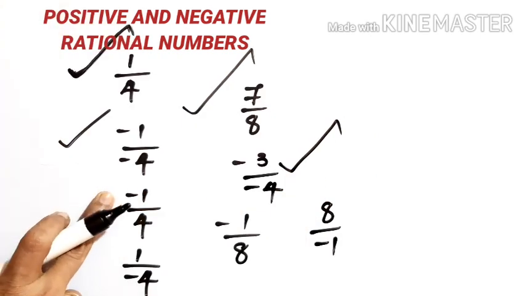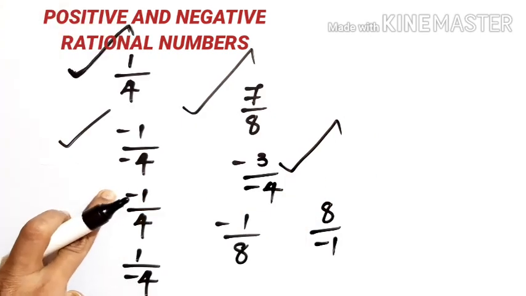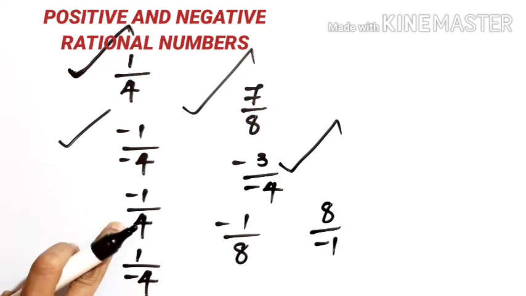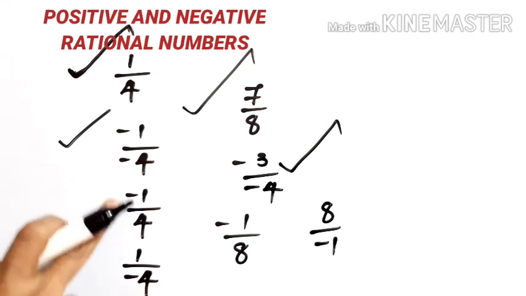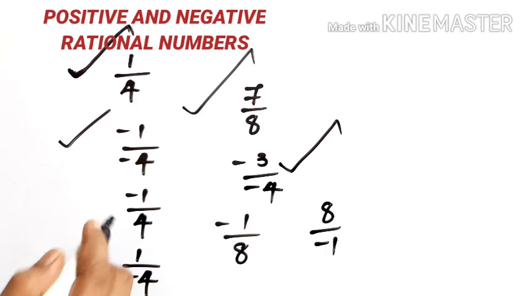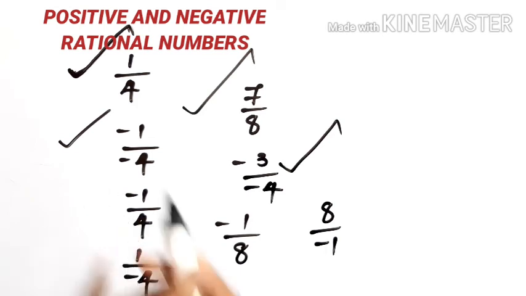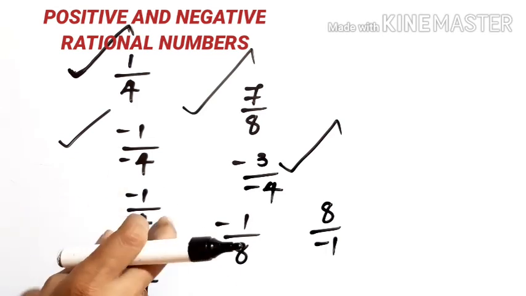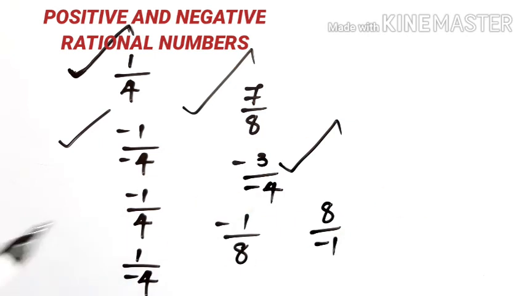Here, numerator is a negative integer. Denominator is a positive integer. Opposite, no? Opposite sign, no? Numerator lies on the left side of the zero. Denominator lies on the right side of the zero. So, this is an example for negative rational number. This one also negative rational number.